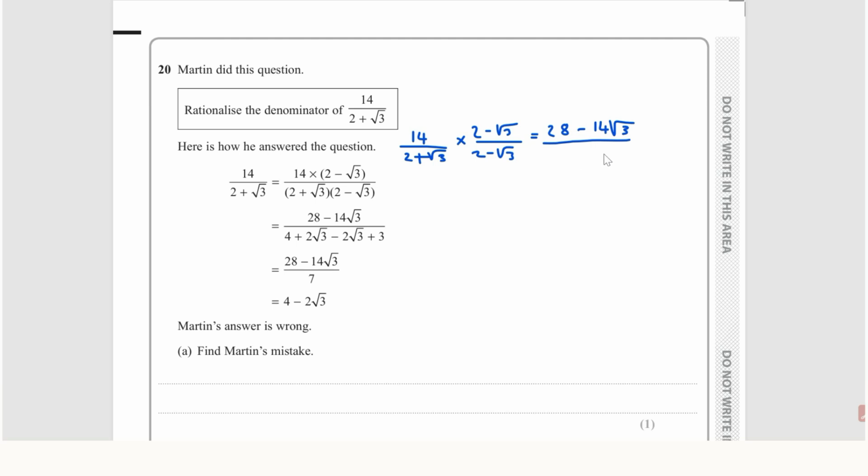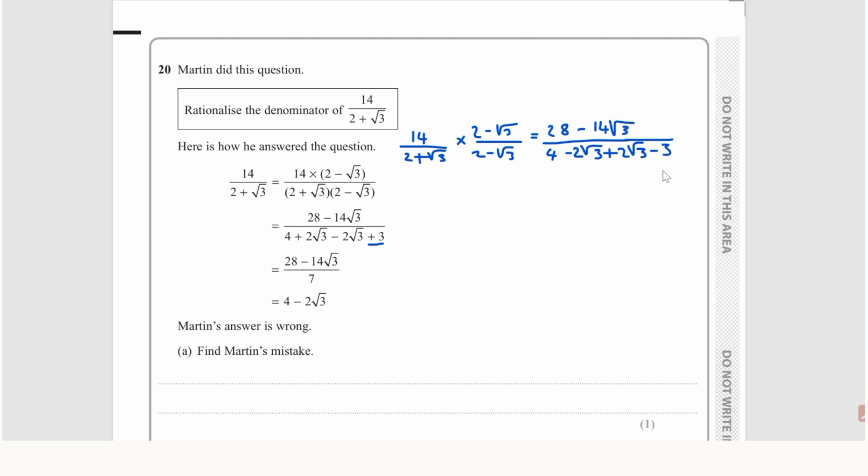The bottom we will get 4 minus 2 root 3 plus 2 root 3 minus 3. So let's compare that to his work. 28 minus 4 root 3, 4 plus 2 root 3 minus 2 root 3 plus 3.